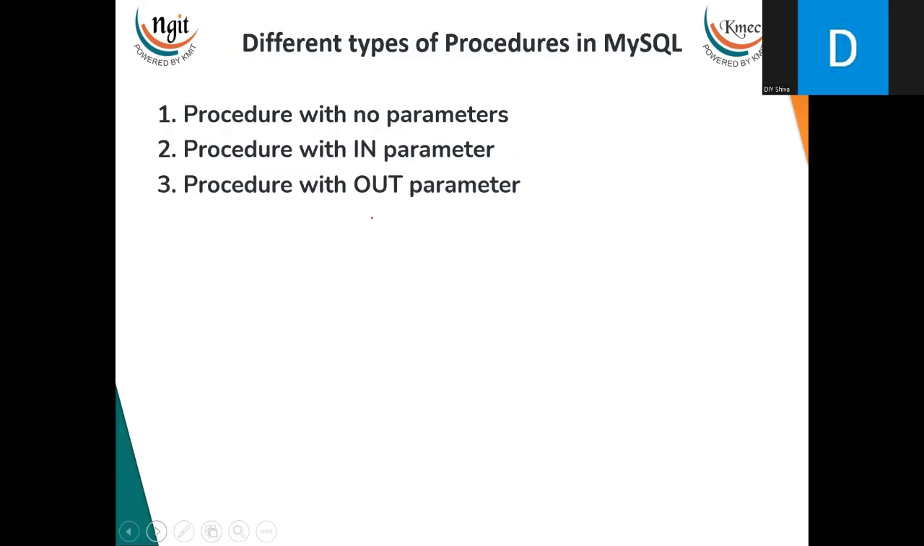Let us see. Here we have different types of procedures. Procedure with no parameters, procedure with in parameter, procedure with out parameters. Let us understand in more detail with the execution of all these three in MySQL. Let us move on to the execution now.